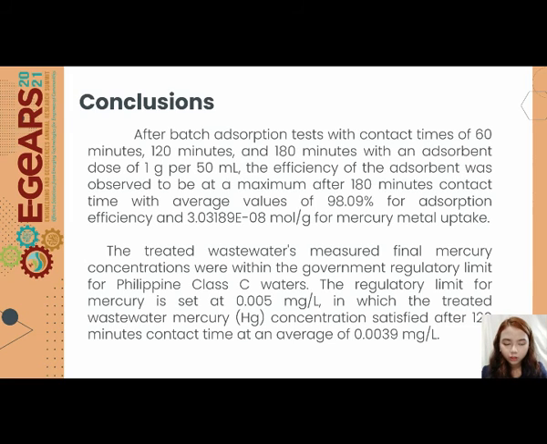The treated wastewater's measured final mercury concentrations were within the government regulatory limit for Philippine Class C waters. The regulatory limit for mercury is set at 0.005 milligrams per liter, which the treated wastewater's mercury concentration satisfied after 120 minutes of contact time, at an average of 0.0039 milligrams per liter.